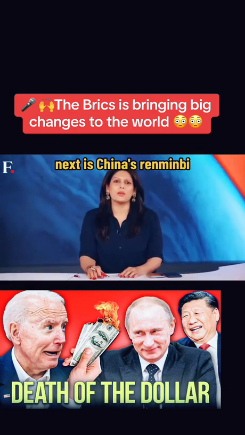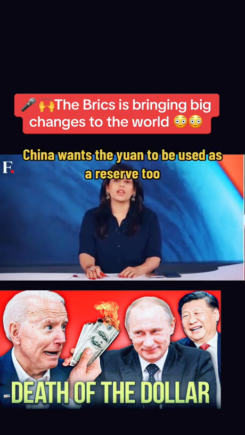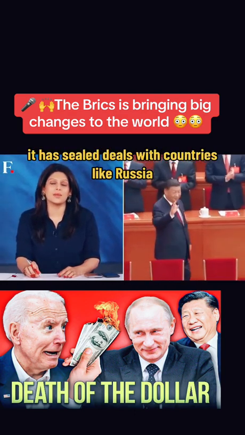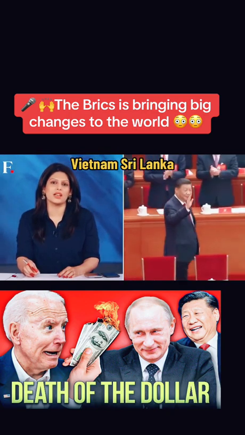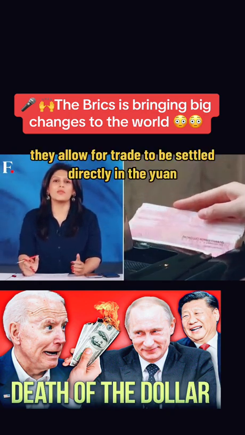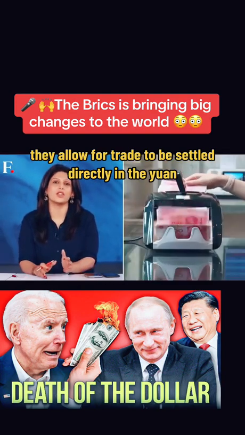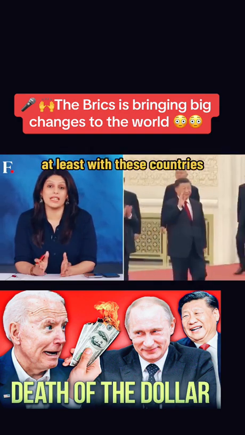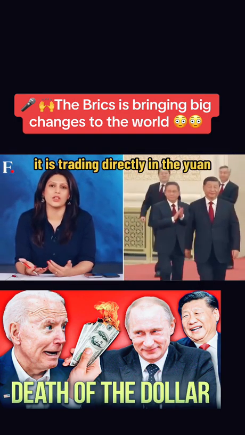Next is China's renminbi, better known as the yuan. China wants the yuan to be used as a reserve too. It has sealed deals with countries like Russia, Vietnam, Sri Lanka, Thailand, and Japan. What do these agreements do? They allow for trade to be settled directly in the yuan. So China has pushed the US dollar out of the equation. At least with these countries, it is trading directly in the yuan.